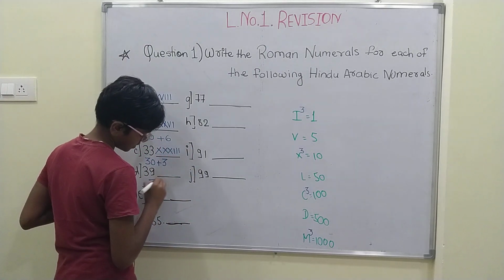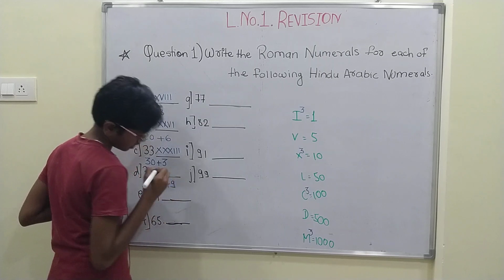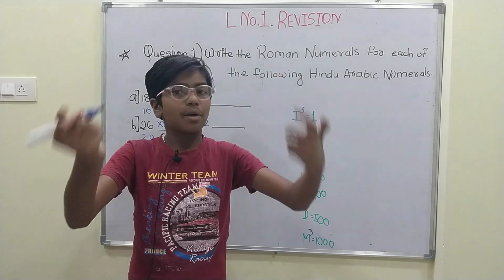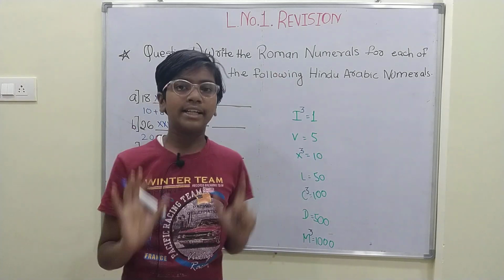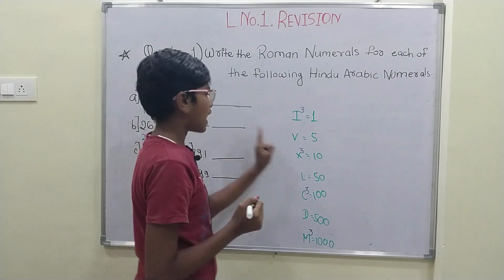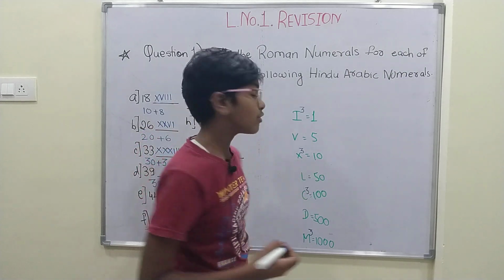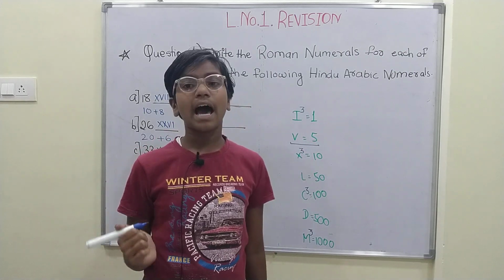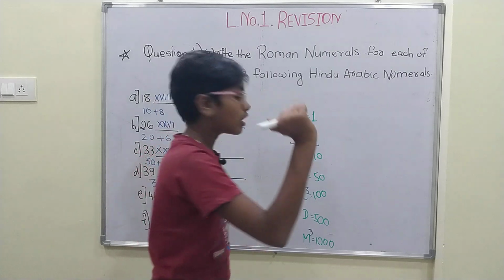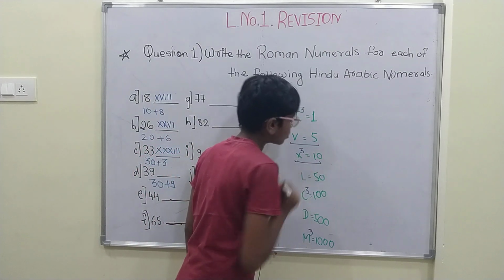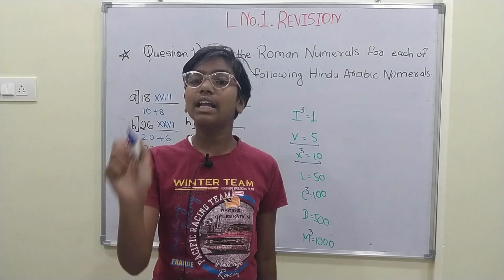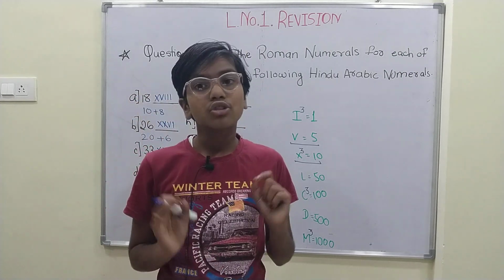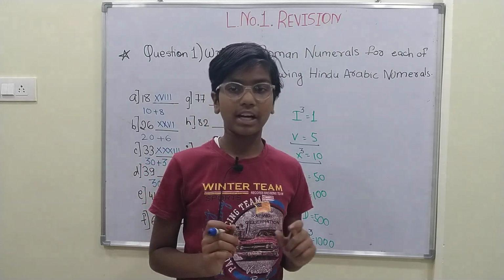39. 30 plus 9. It means 9 is what? 9 is IX, because I can write the standard units of 5 till 8, and I have a special unit for X equals 10. So basically 9 would be 10 minus 1, which is 9. So I would write it as IX, correct?